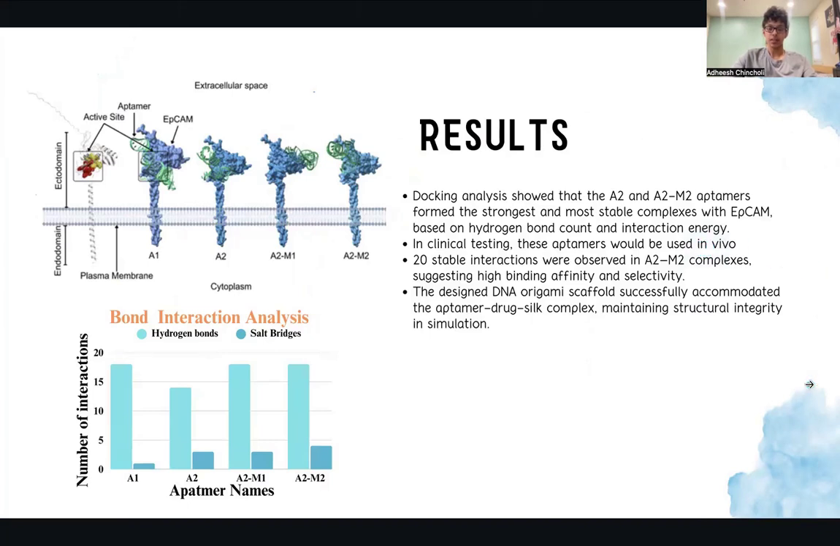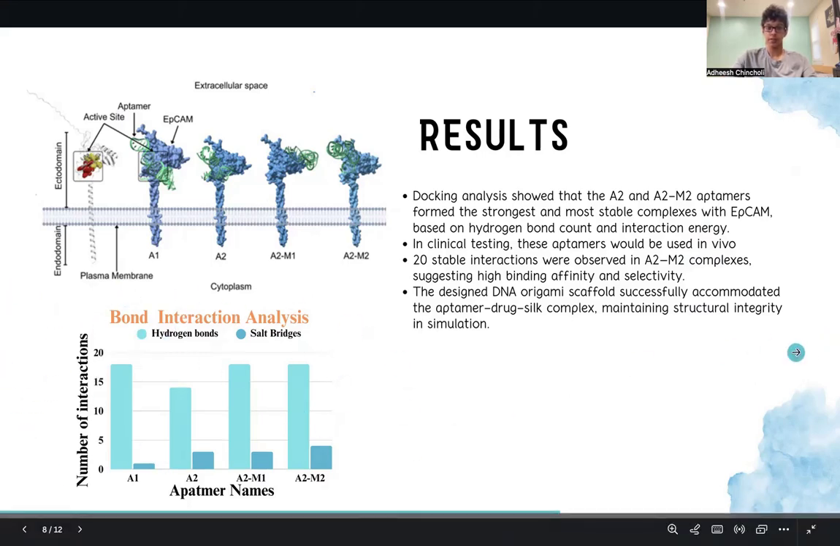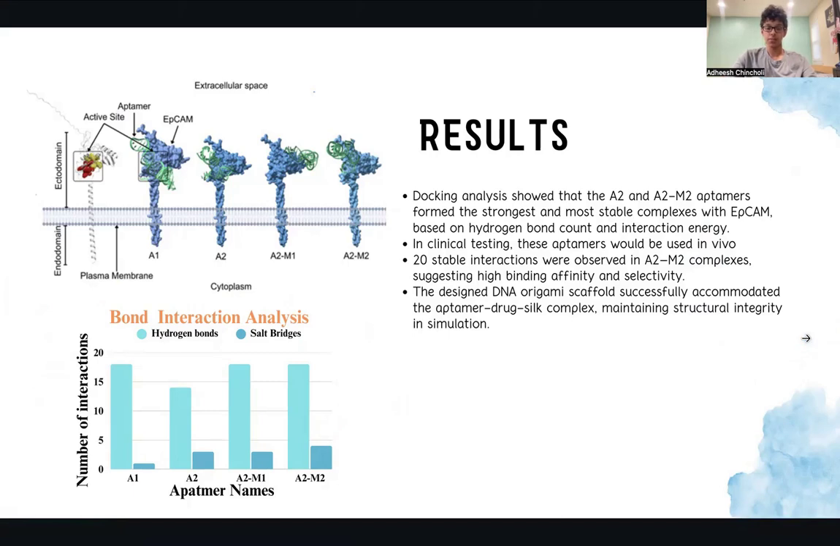Now, my docking analysis showed that the A2 and A2M2 aptamers, which I had named previously, had the strongest and most stable interactions with EpCAM. In total, about 20 stable interactions were observed in the A2M2 complex, suggesting high binding affinity and selectivity. The simulation confirmed that the designed DNA origami could successfully accommodate the aptamer-drug-silk complex while maintaining its structural integrity. The graph here shows the number of hydrogen bonds and salt bridges for each aptamer, with A2 and A2M2 standing out as the top performers.